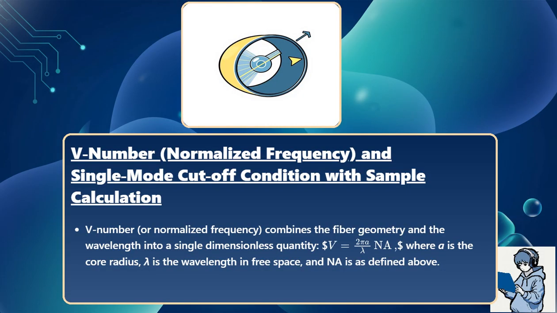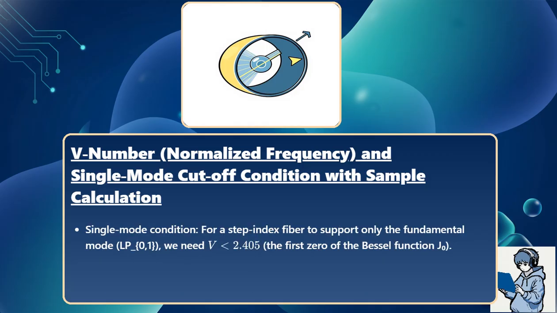The V number, or normalized frequency, combines the fiber geometry and the wavelength into a single dimensionless quantity. V = (2πa/λ) × NA, where a is the core radius, λ is the wavelength in free space, and NA is as defined above. The V number tells us how many guided modes the fiber can support. Single-mode condition: for a step-index fiber to support only the fundamental mode LP01, we need V less than 2.405, the first zero of the Bessel function J0.